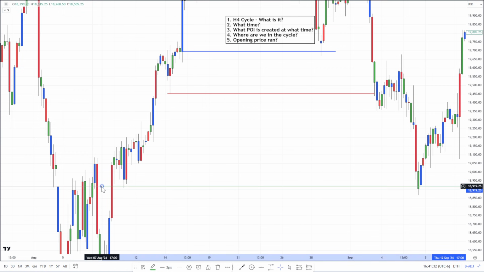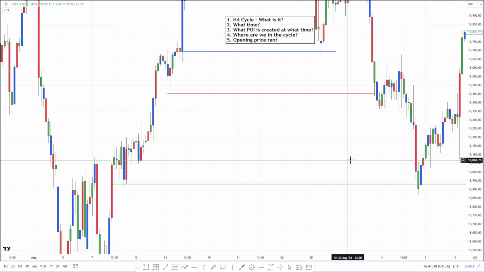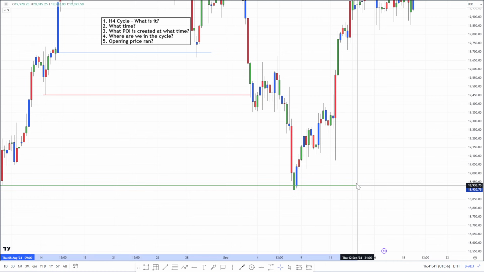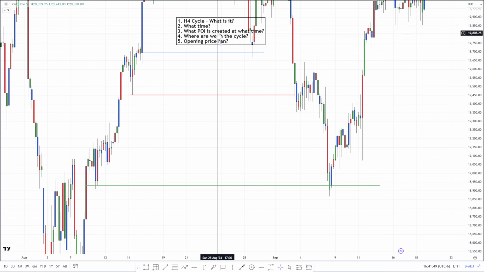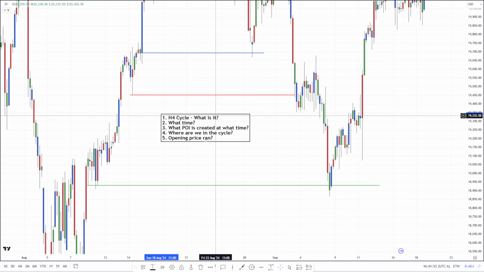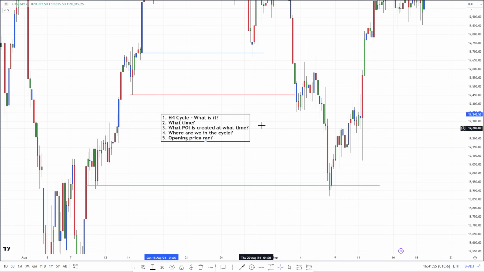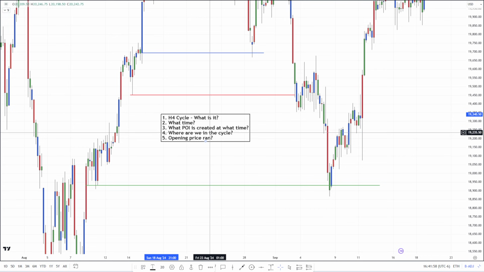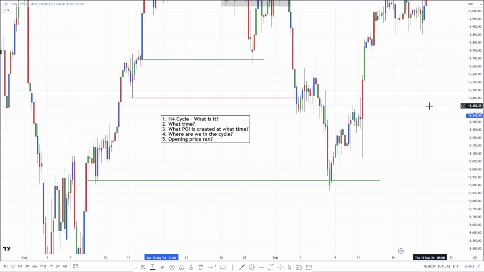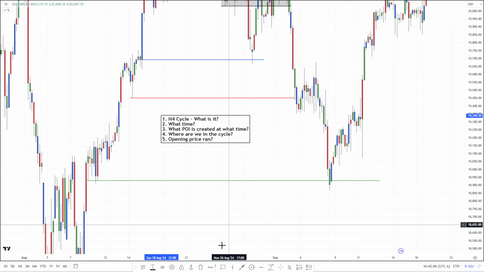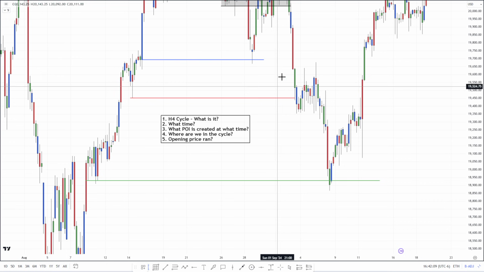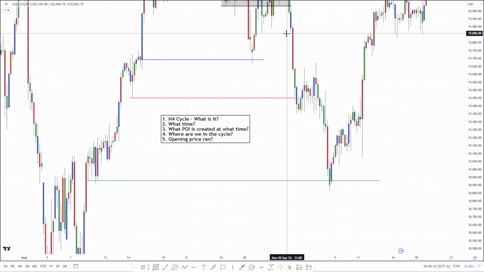So as the cycle continues, this ain't it. We don't have matching candle times. Remember, we're looking at the cycle. What time is it? What point of interest is created at what time? Do they match up? Where are we at in the cycle? And if we're not expecting a reversal right here because these times didn't match up, then we're still looking for lower prices.